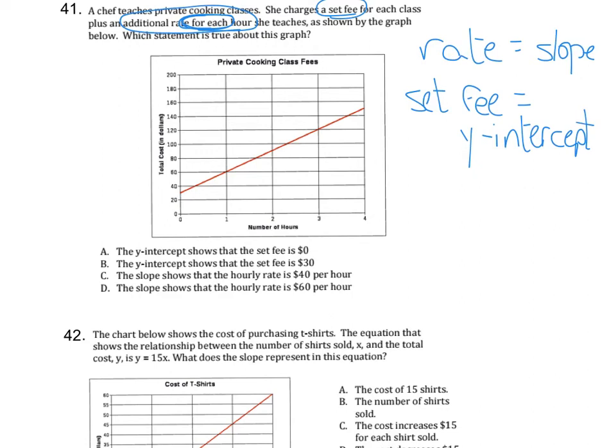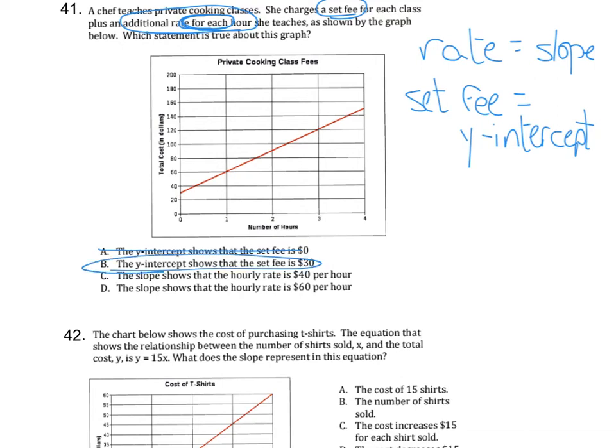So as we look, it says that the set fee, the y-intercept, the set fee is 0. Does this go through the origin? Is it free just to start? No. So we can eliminate A. B says the y-intercept shows that the set fee is 30. Where do we cross the y-axis here? Do we cross the y-axis at 30? That looks like that's the answer.